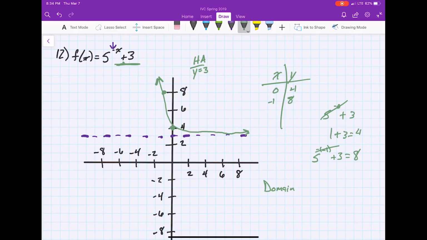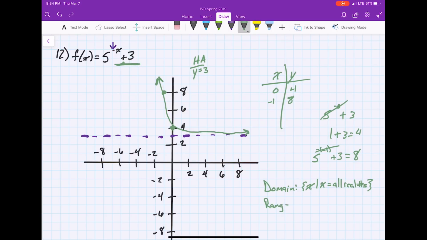So our domain is going to be negative infinity to infinity, or x such that x is equal to all real numbers. I don't know if you actually have to write it out all the way this way. I guess in set builder notation, you would have to write it this way. If you were writing interval notation, you just say negative infinity to infinity.